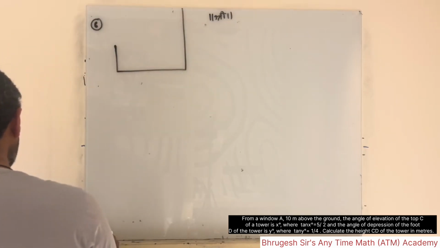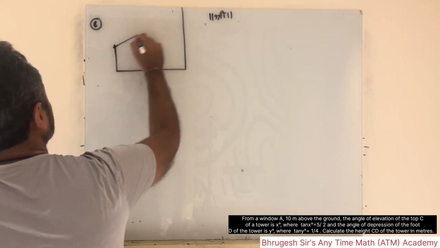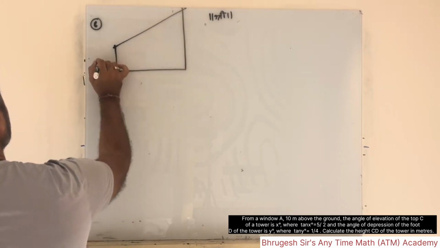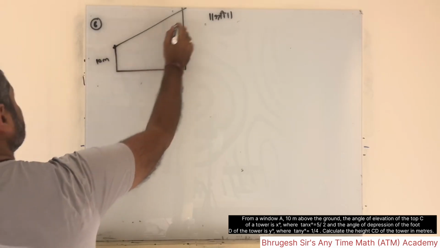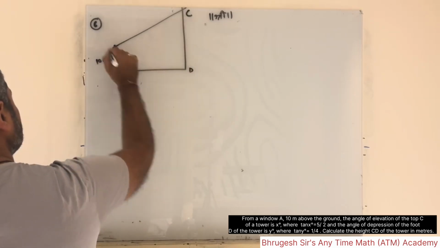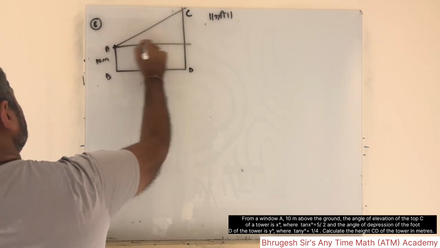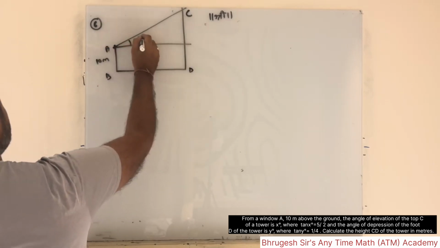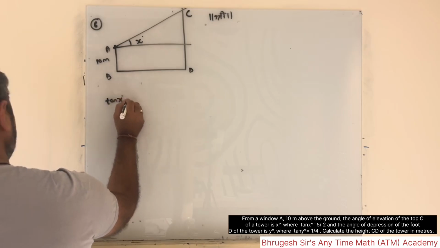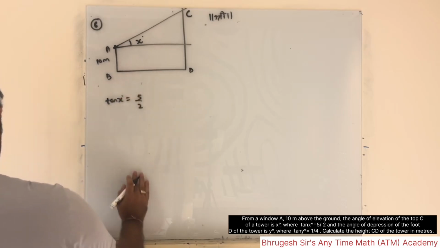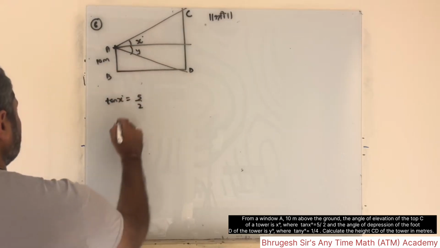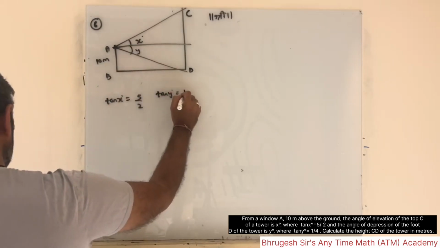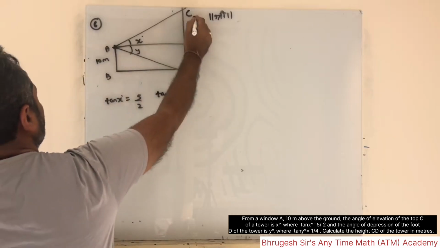From a window A 10 meters above the ground, the angle of elevation of the top C is x degrees. Given tan of x degrees is 5 by 2. And the angle of depression of the foot D is y degrees. Tan of y degrees is equal to 1 by 4. Calculate the height of CD.